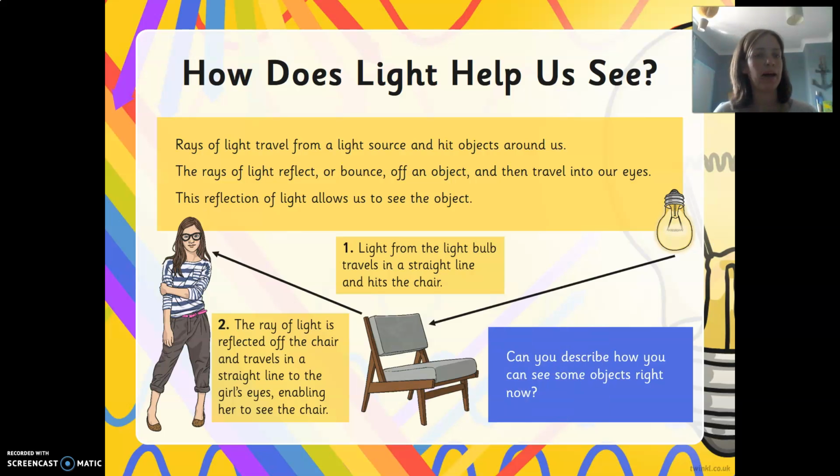So can you describe how you can see some of the objects right now? You might want to pause me in a minute. Are the objects that you're seeing visible because of man-made light or natural light? You might want to pause me and have a think.